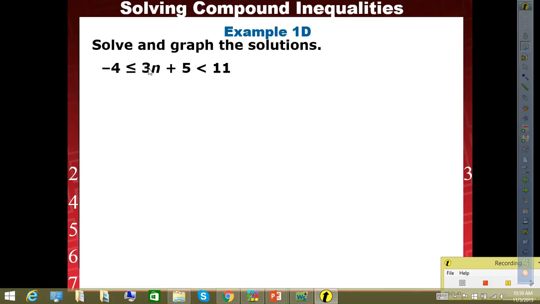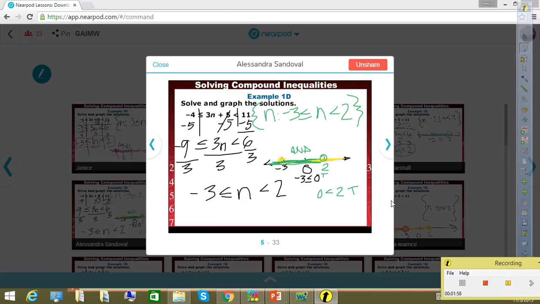Okay. Example 1D. Solve and graph the solutions. -4 less than or equal to 3n plus 5 less than 11. I want you to solve, graph, and send me your solution set. Copy that and solve. Go. Correct answer on your screen. You agree with that? You don't have to include the variable in the solution set, but I do want to see it on the graph. So that lets me know that you understand what we're looking at.